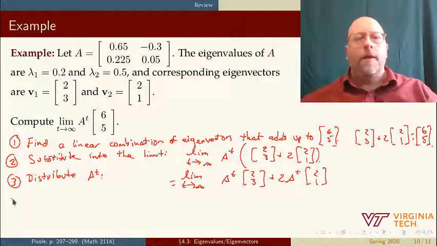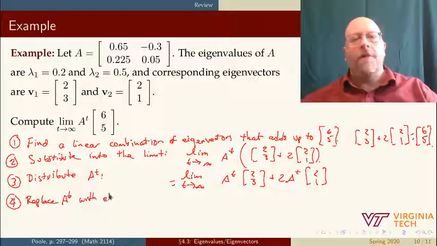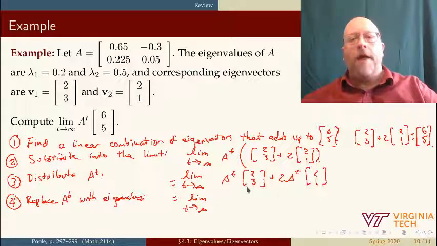And now we will replace A^t with the eigenvalues. The eigenvalue that went with 2, 3 is 0.2. And the eigenvalue that went with 2, 1 was 0.5.